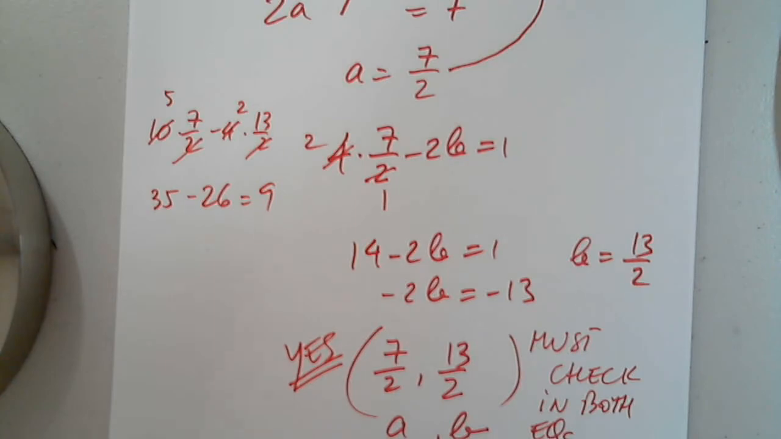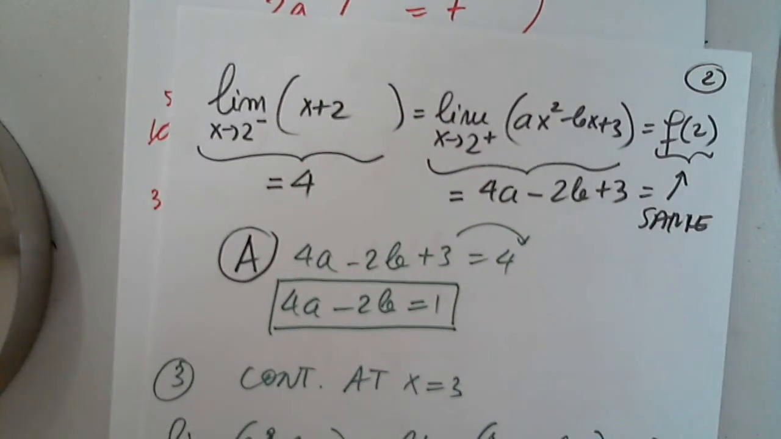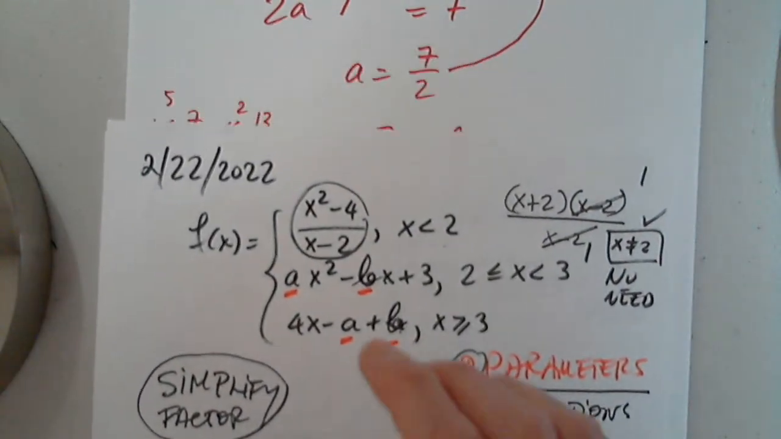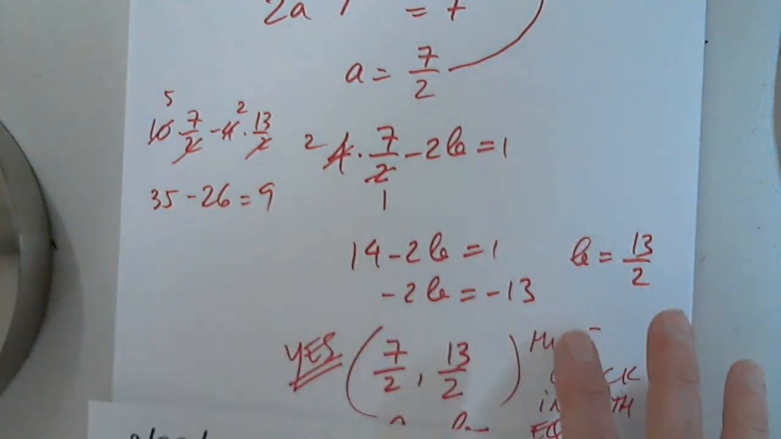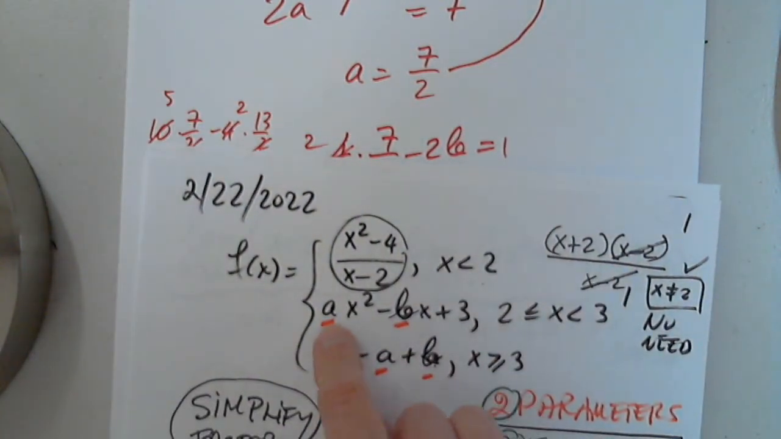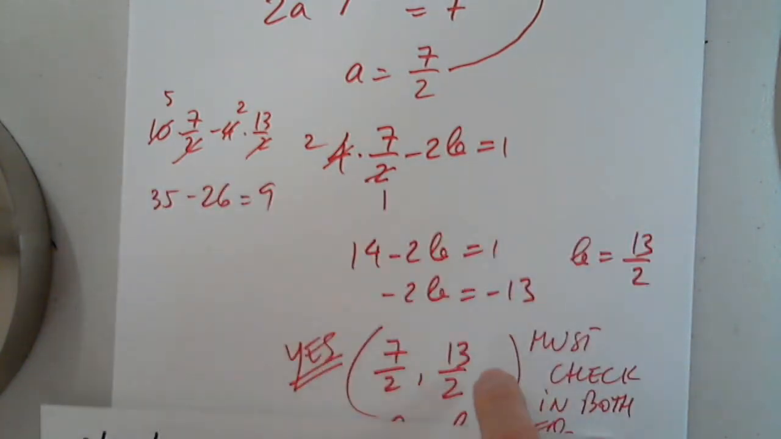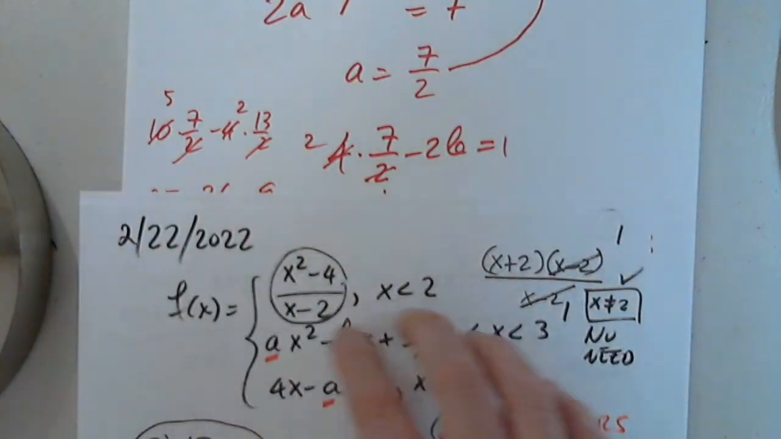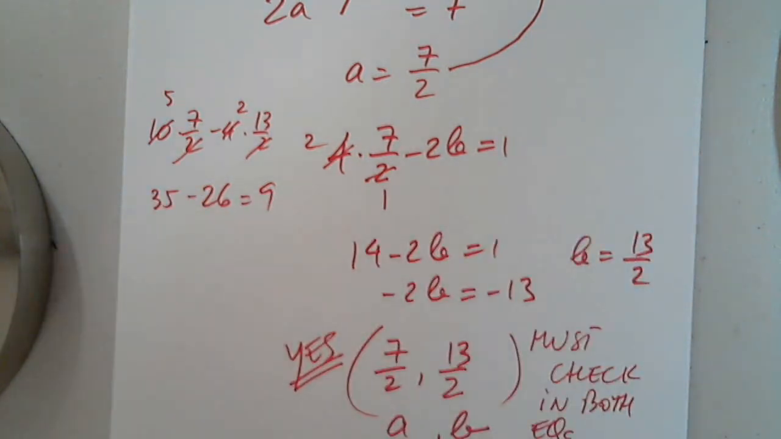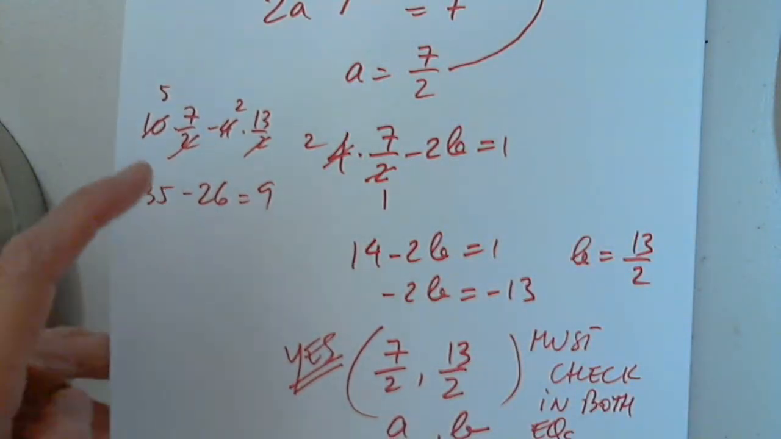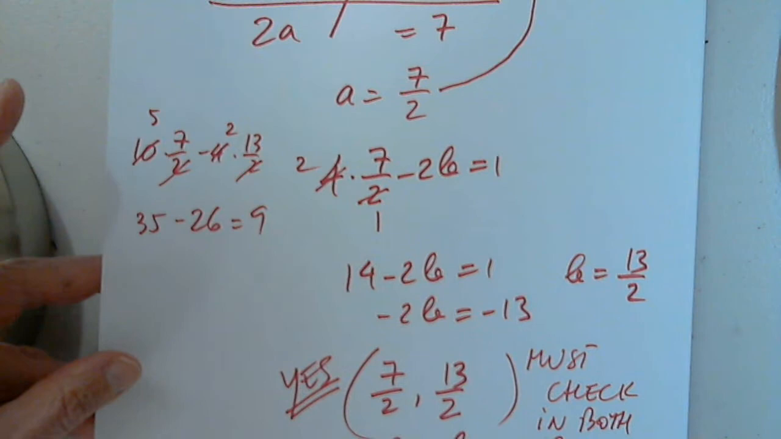Not good enough. I have to go back and put them back in. If I have something like this on a test, I have to go back and replace a by 7 halves, both places, and b by 13 halves, both places, and rewrite the function. So let's do just that, and that's the end of it. Any questions before we do that?